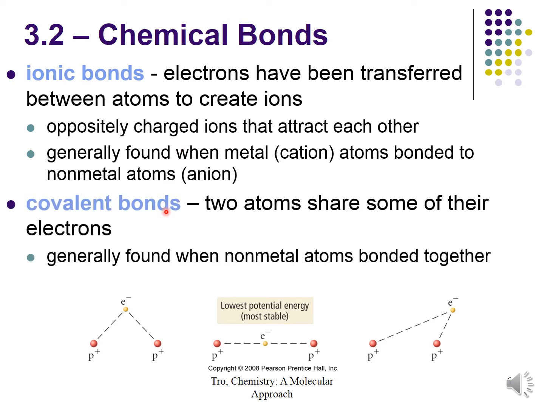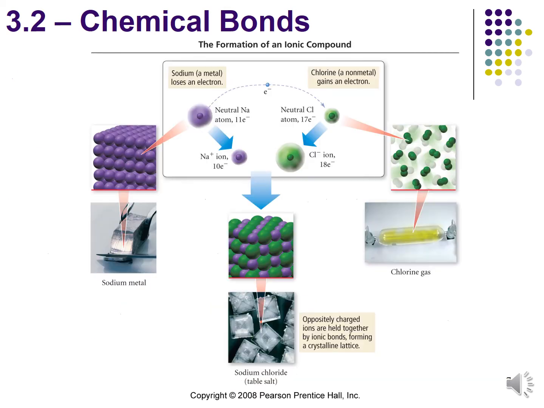A covalent bond is when 2 atoms share electrons. So the electrons are in between the 2 nuclei, and that's the attraction from each nucleus to the electrons. And we usually see these when nonmetals are bonded together. And down here on the bottom, the example of the most stable is right here. If we have an electron that is equally between the 2 nuclei, but as close together as possible, that's the best scenario.